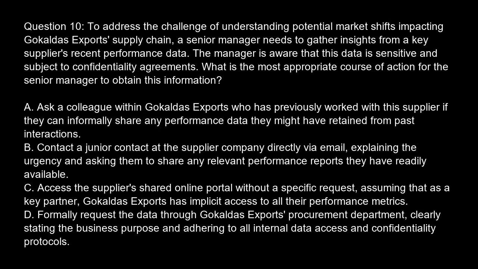Option A. Ask a colleague within Gokaldas Exports who has previously worked with this supplier if they can informally share any performance data they might have retained from past interactions. Option B. Contact a junior contact at the supplier company directly via email, explaining the urgency and asking them to share any relevant performance reports they have readily available. Option C. Access the supplier's shared online portal without a specific request, assuming that as a key partner, Gokaldas Exports has implicit access to all their performance metrics. Option D. Formally request the data through Gokaldas Exports Procurement Department, clearly stating the business purpose and adhering to all internal data access and confidentiality protocols.